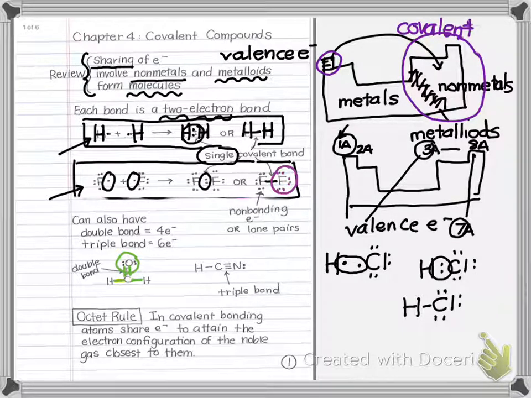On this example, this single line would be a single bond. That's 2 electrons. And then we have a triple bond, there's 3 lines. So a triple bond, each line is 2 electrons, so that's 6 electrons. A double bond is 4 electrons. And then my nitrogen right there, you see right there, I drew a lone pair.